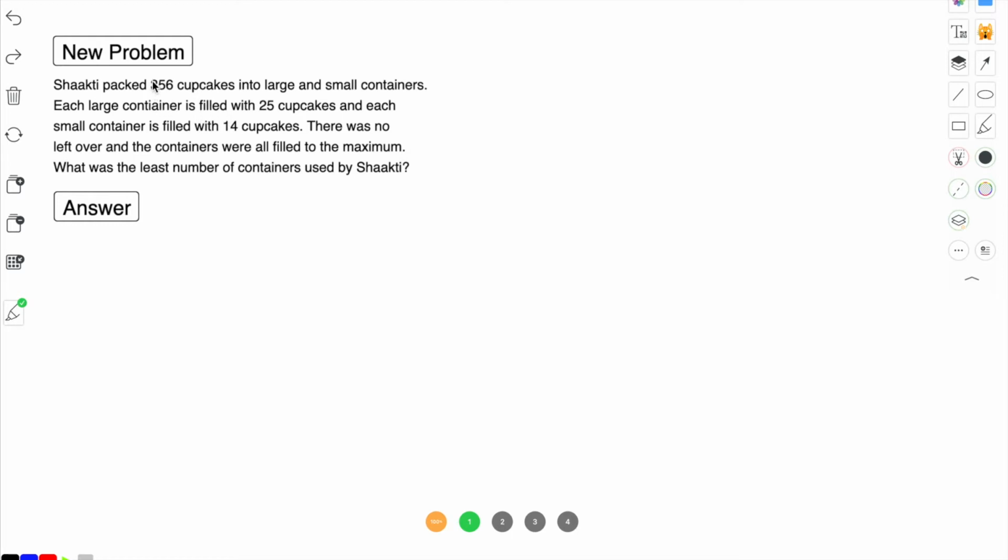Shakti packed 356 cupcakes into large and small containers. Each large container is filled with 25 cupcakes and each small container is filled with 14 cupcakes. There was no leftover and the containers were all filled to the maximum. And the question is, what was the least number of containers used by Shakti?